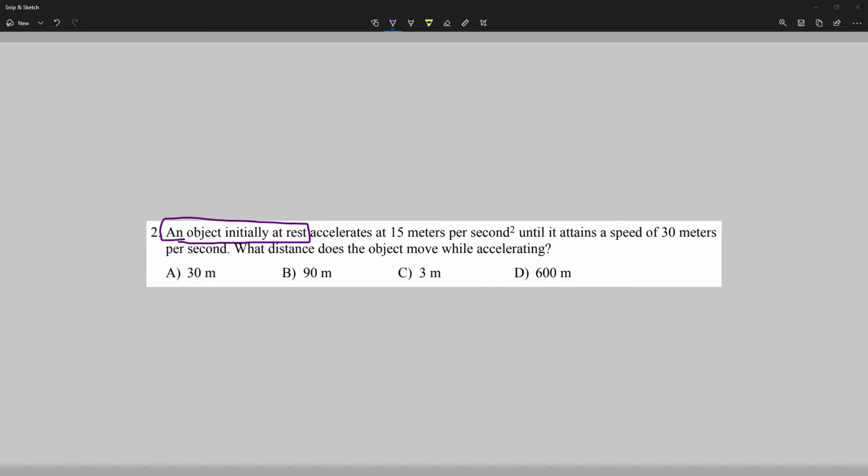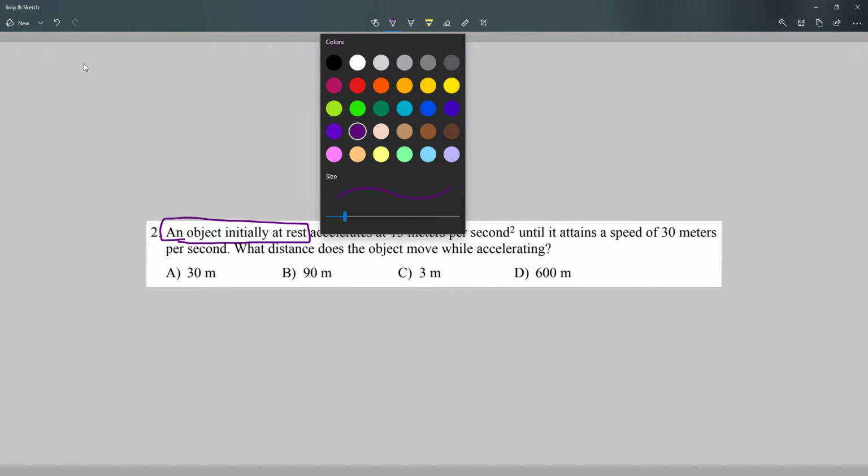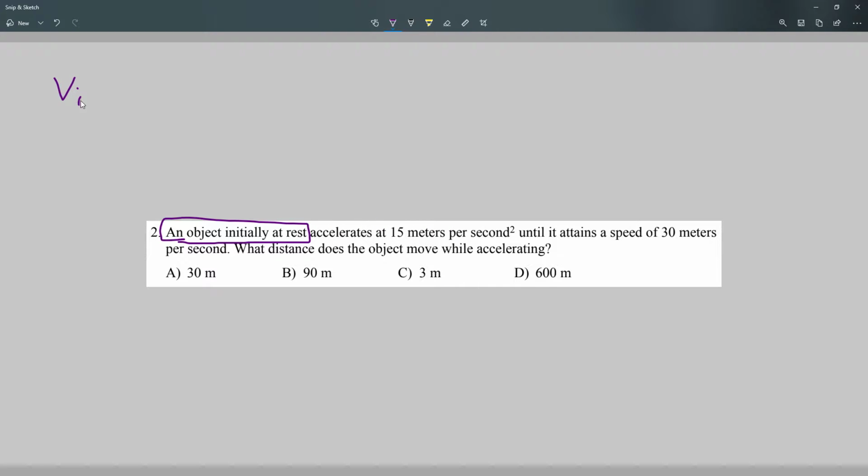If an object is at rest, you're not moving. And if you're not moving, your initial velocity is going to be 0. And so we're going to write VI is equal to 0.